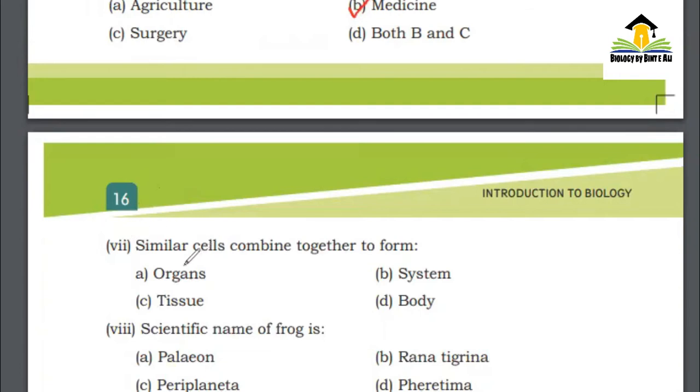MCQ number 7, similar cells combine together to form: A. Organs, B. System, C. Tissue, D. Body. The right answer for this MCQ is C, Tissue.